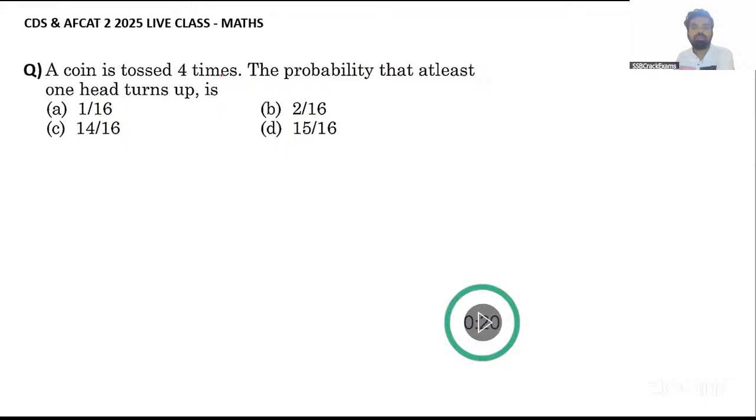A coin is tossed 4 times. The probability that at least one head turns up. So you have already done this question in the form of boys and girls. So I am giving this as homework. The answer will be the same.